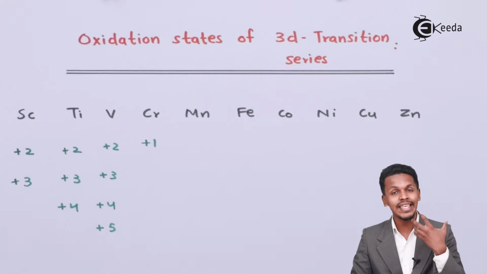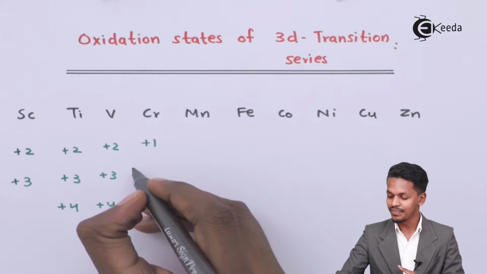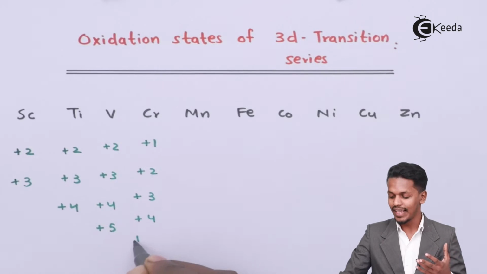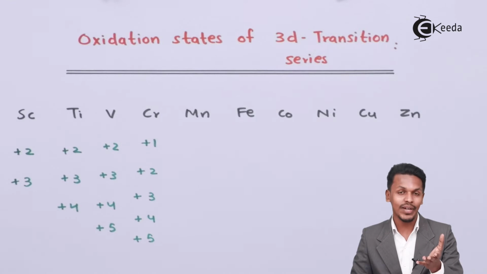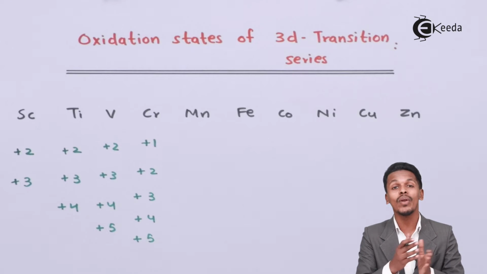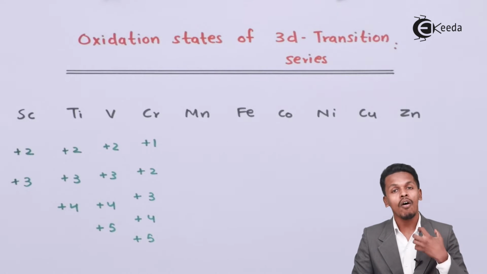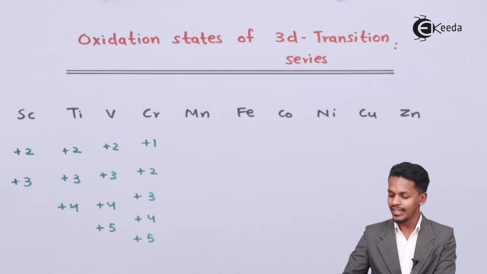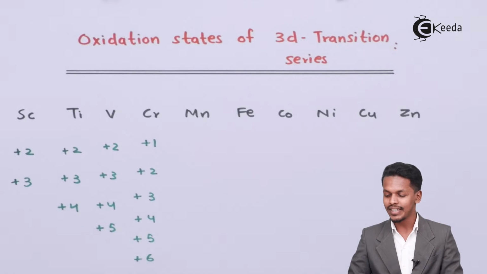By losing electrons in the d orbitals, it would acquire the oxidation states of +2, +3, +4 as well as +5, and including the last electron left in the d orbital, because it has 4s1 and 3d5 as its electronic configuration. If all the electrons are lost by chromium, we get the oxidation state of +6 on chromium. So this is the range of oxidation states that could be exhibited by chromium.